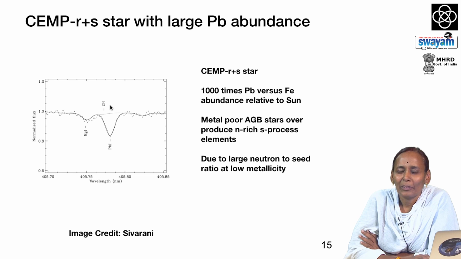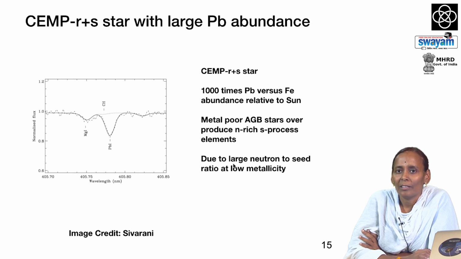This is again an example to show a really strong lead line which is found in the CEMP-r/s stars. Lead is the third, or the strong, S-process peak. It is one of the stable nuclei, and so it is produced in a large amount in metal-poor AGB stars, and this can be seen in the spectra. This particular object is about 1000 times lead rich compared to iron, comparing the relative abundances to the Sun.